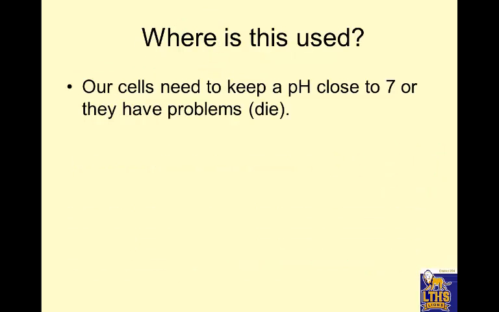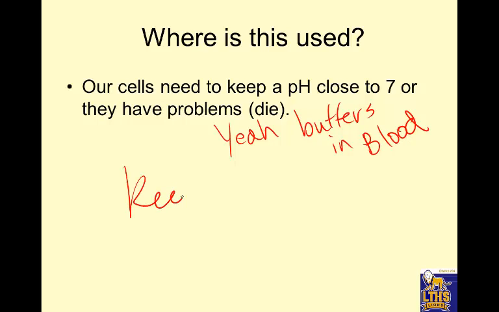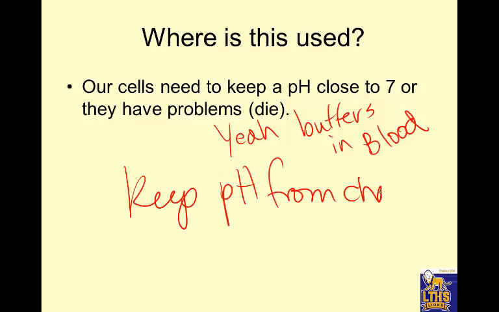All right, where do you have a buffer? In your blood, there's a buffer system because your pH needs to be close to 7, a little bit over, or else your cells die. Buffers in blood. And what do buffers do? Keep pH from changing. No change in pH. Even if you add acid or base to your blood, it stays at constant pH.